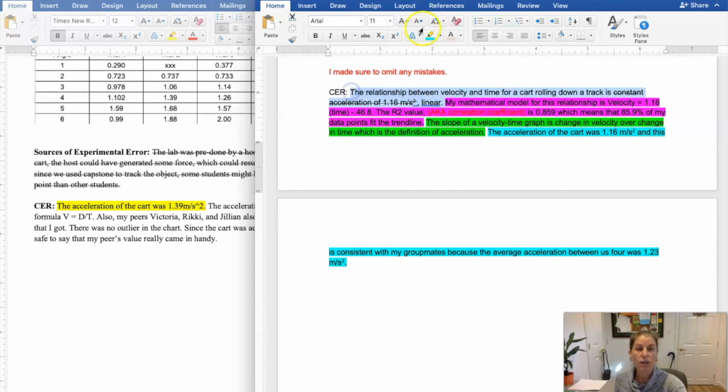But if you can't write a good claim, then nothing else is going to really matter. So work on the claim, work on your evidence. We can work on reasoning later. Do it in that order. If you have other questions, please let me know.